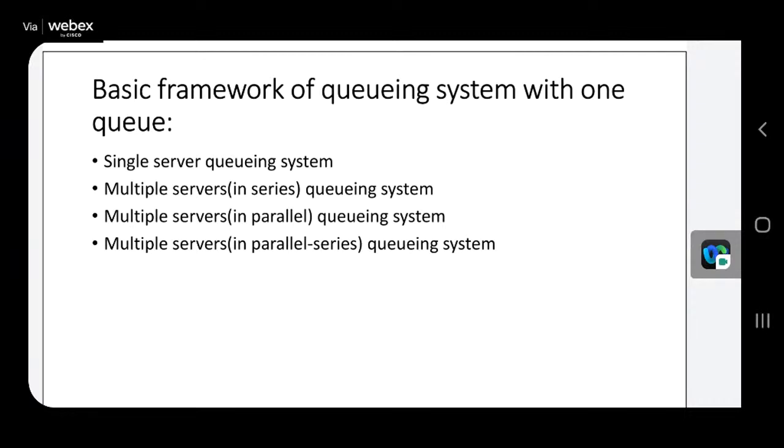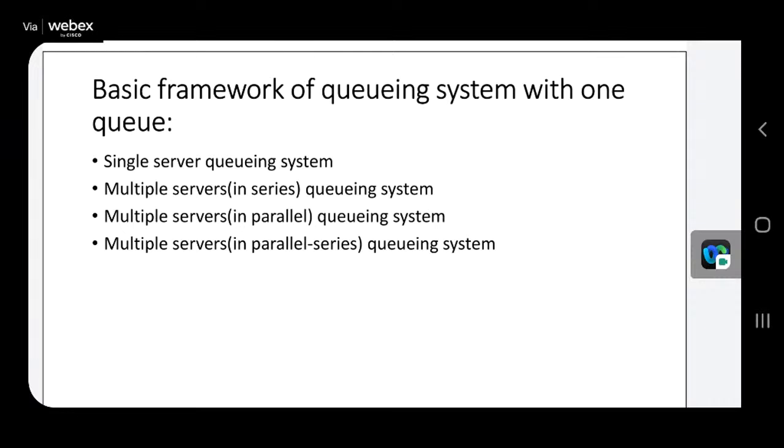Multiple servers in series queuing system. It means different servers are arranged in series. That means if you want to go to service 2, you should first clear service 1. A good example is an airport or a metro, where you have a series of checks. You are first checked here, then you go to the next stage, then the next stage. That is called multiple servers in series.